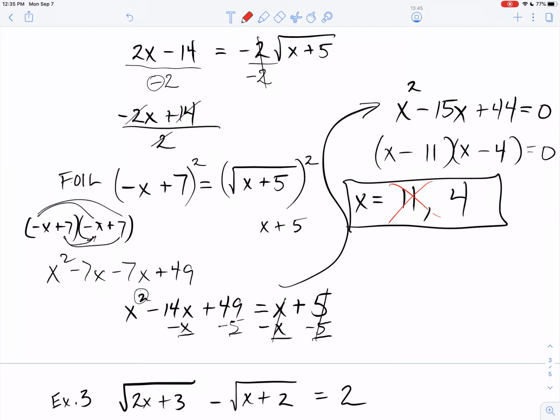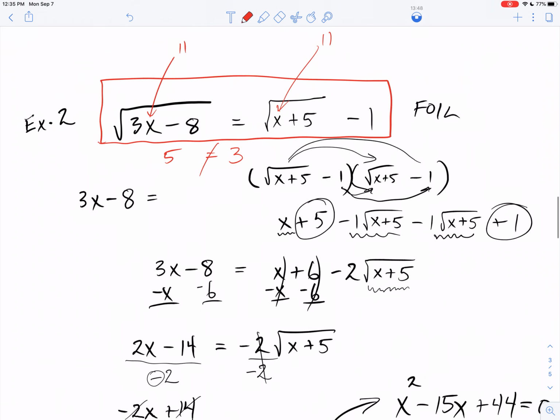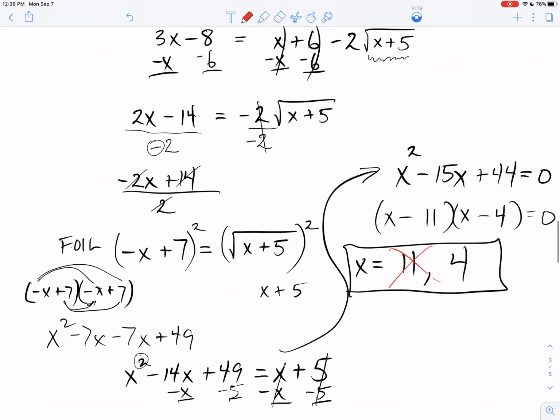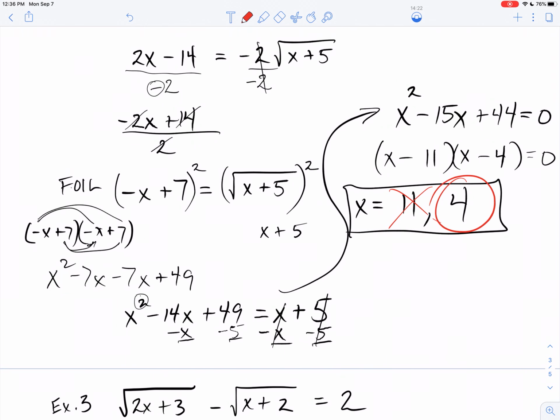No bueno. But if I plug 4 in, 4 was my other answer. Let's go back. I'm going to get rid of some of this mess. If I put a 4 in here, then 3 times 4 is 12. 12 minus 8 is 4. The square root of 4 is 2. On this side, I would plug in 4. 4 plus 5 is 9. Square root of 9 is 3. 3 minus 1 is 2. That side equals that side. That is valid. I have checked it. My answer is x equals 4.